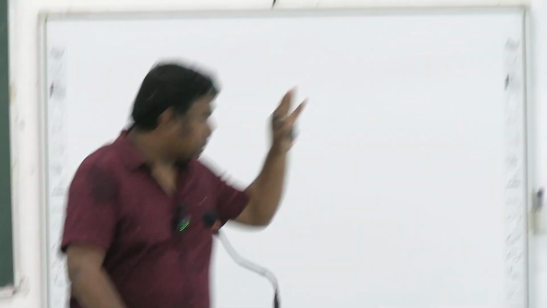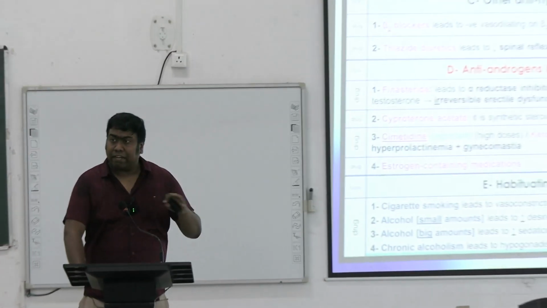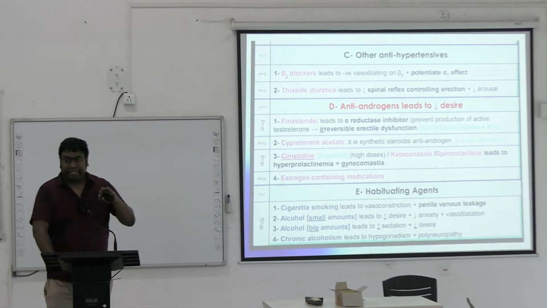So if there is an antipsychotic or antidepressant, first you go for that. If any antipsychotic or antidepressant can cause erectile dysfunction. Similarly, centrally acting antihypertensives like methyldopa, like reserpine, like clonidine, they can also cause erectile dysfunction. Some beta blockers and thiazide diuretics can also cause erectile dysfunction.